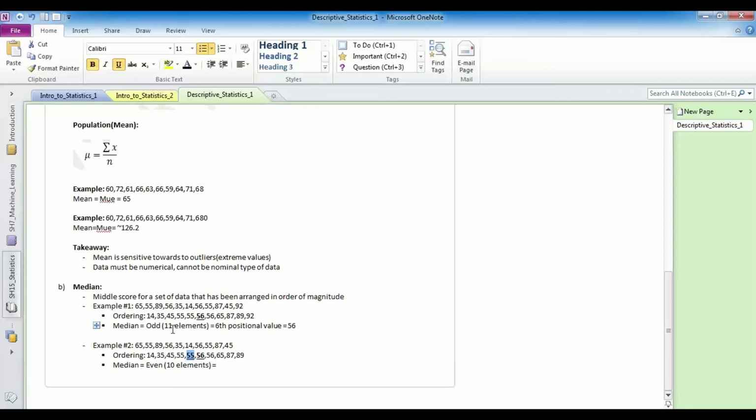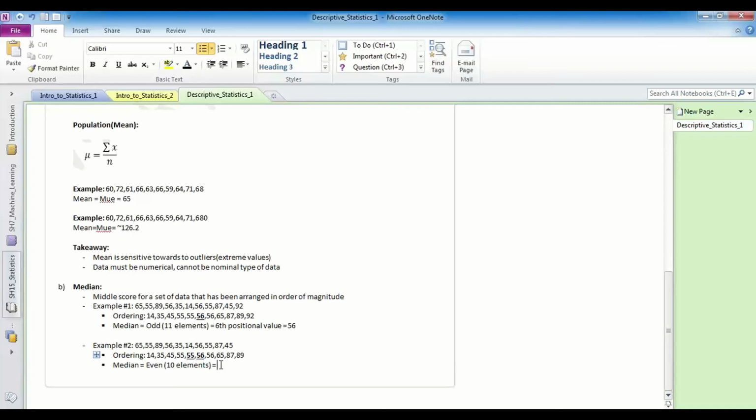Because I said if it is the case of odd, there is only a single positional value, so I can just opt for that particular single value. But when you're dealing with data which has an even number of elements, then the middlemost position would be 2. Now how can I deal with this? We can sum it up and divide it by 2. Yeah, so what we generally do is take a simple average of those 2 positional values.